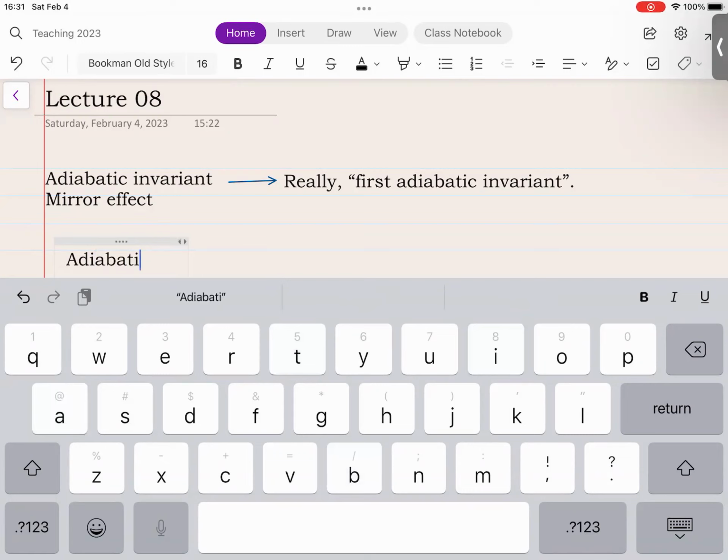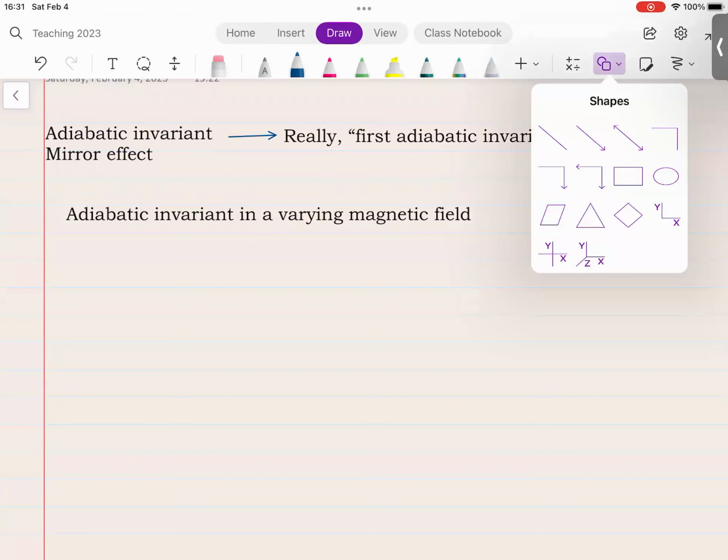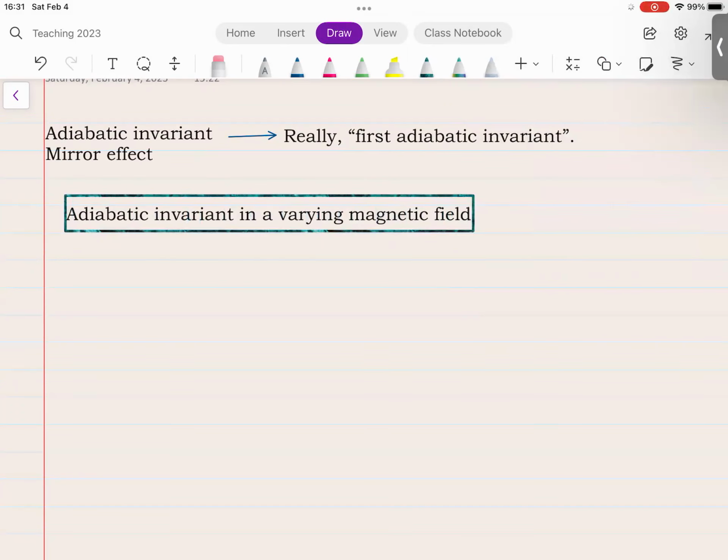Okay, then we're going to talk about the adiabatic invariant in a varying magnetic field. And I'm going to leave some details for you to think about. If you haven't figured it out, that's a bit of a problem, because there have been a lot of details that I intentionally left unspecified so that you could think about them. And I did ask you about some of those in the class assignments. But hopefully you will ask yourselves, what about X, the parts I'm not telling you?